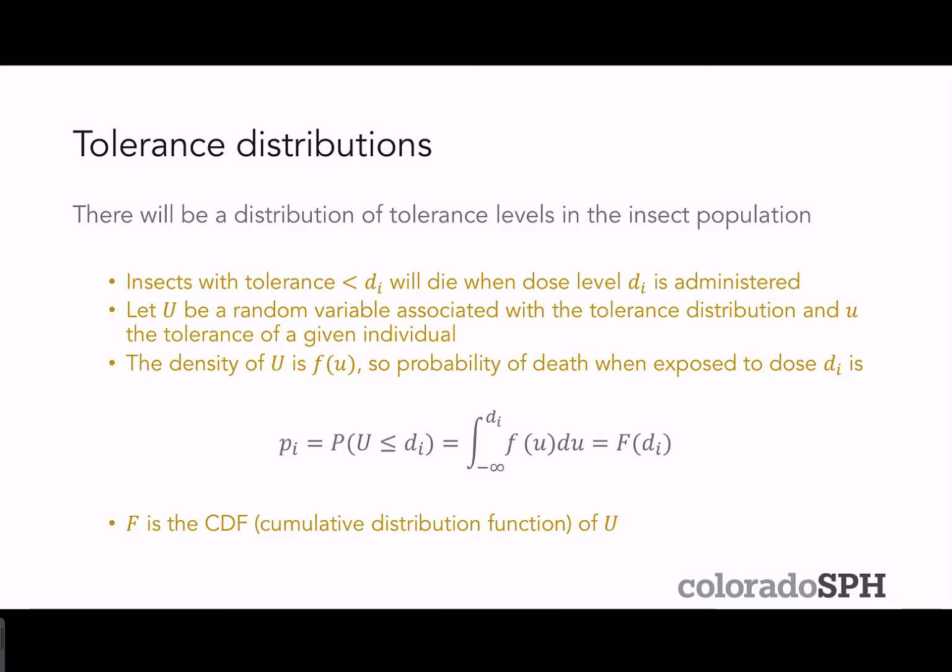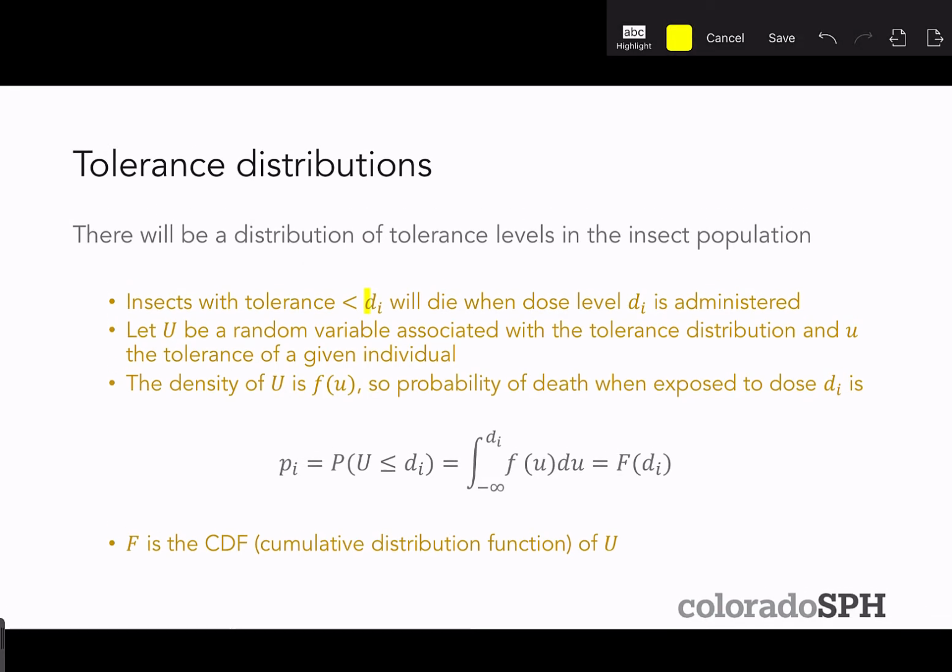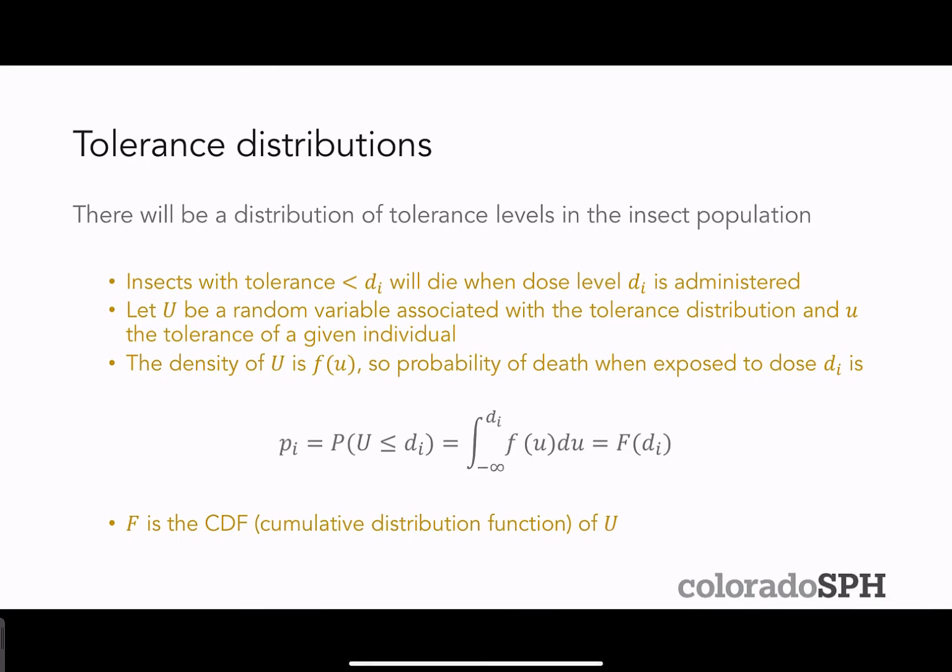And so there will actually be a distribution of tolerance levels to that poison dose in the insect population. And insects with tolerance of less than some dose D_i for that individual insect will die when that dose level is administered, but won't if anything less than that is administered. So then let U be a random variable associated with the tolerance distribution, and little u be the tolerance for a given individual.